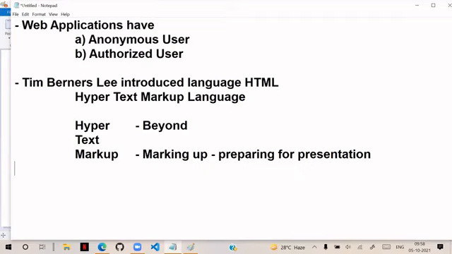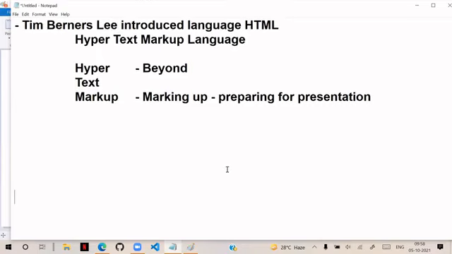On the web, information is presented by using a language. And what is that language? Markup language. And what markup language do we use for presentation? We generally use HTML. HTML is a markup language. That means HTML is actually a presentation language. The presentation happens with HTML.